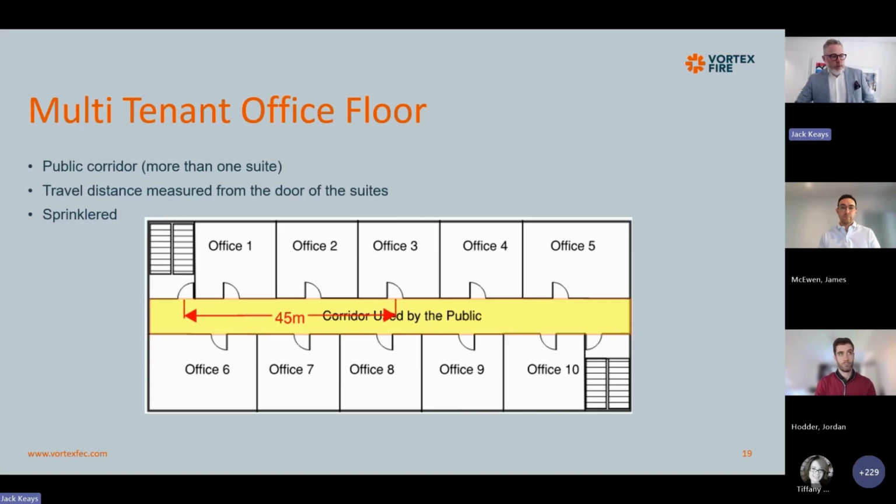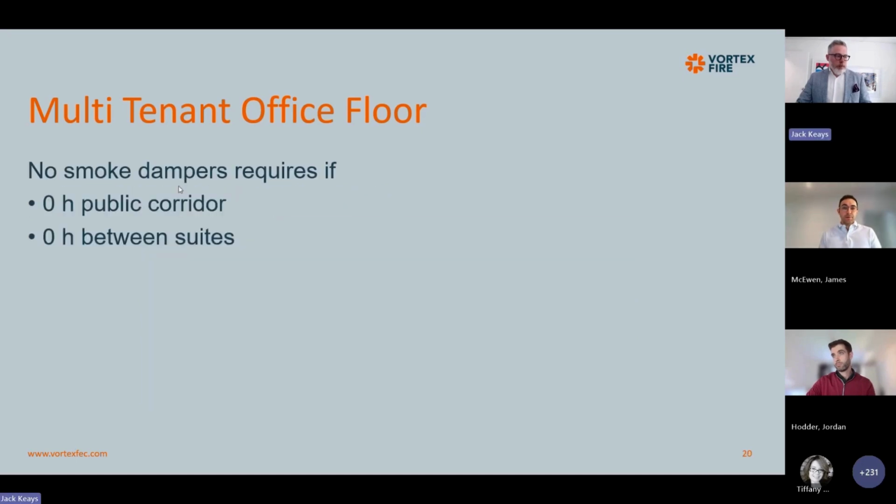So we get into this where we show a multi-tenant floor. This is it. We have more than 1 suite, so this should be public corridor. Travel is measured in the suite and it's sprinklered. So then we end up with no fire dampers required because we have a public corridor, but there's 0 hour on the public corridor and there's 0 hour on the suites. So because of how it's arranged and it's a business occupancy, so there's no compartments, and the way the travel distance is arranged, we don't actually trigger a fire resistance rating on the corridor. So we're allowed to waive the fire resistance rating on the corridor. So that means we don't have to put in the smoke dampers.